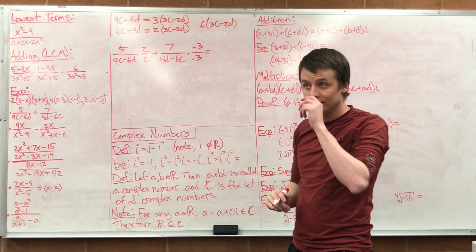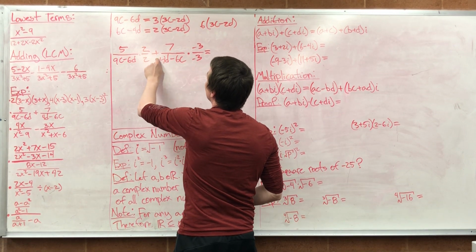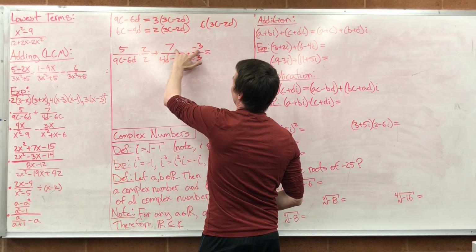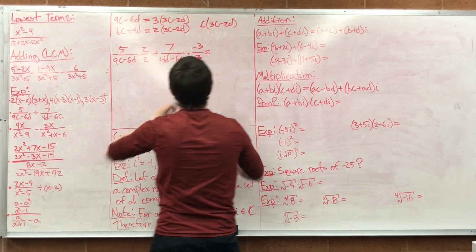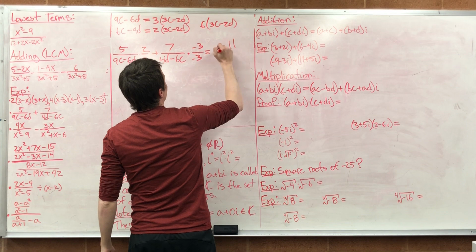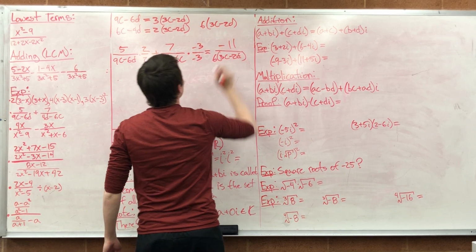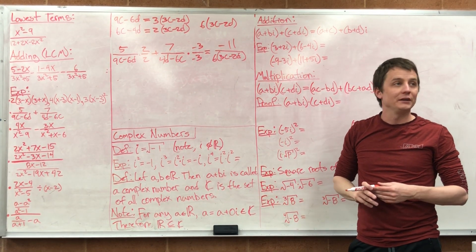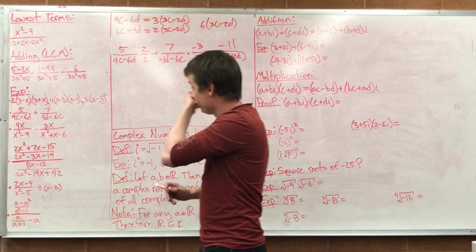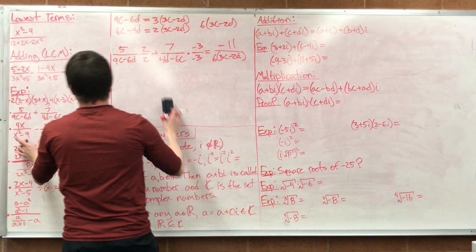You with me? Mm-hmm. And when we do that, 5 times 2 is 10, plus 7 times minus 3, well, what's 7 times minus 3? Negative 21. 10 minus 21 is? So we get negative 11 over our common denominator. Okay. Make sense? Yeah. Alright. Another one. Put these two terms together.